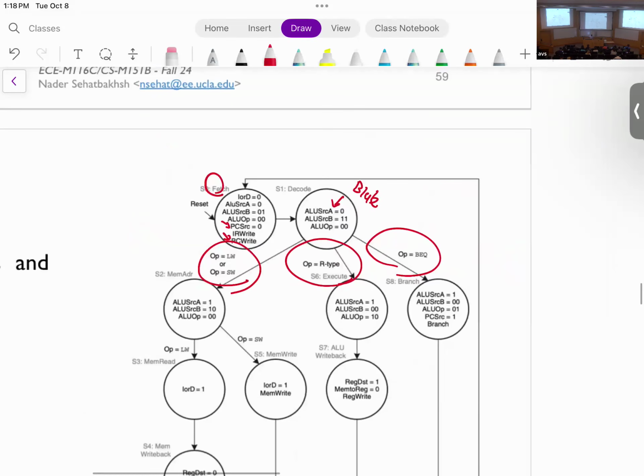So for now, don't worry about the specifics of this. I'm going to get back to this once I finish my data path. I'm going to first finish the data path all the way through. Then I'm going to come back to the controller and talk about these different states and every single signal that we generate in each state, okay?